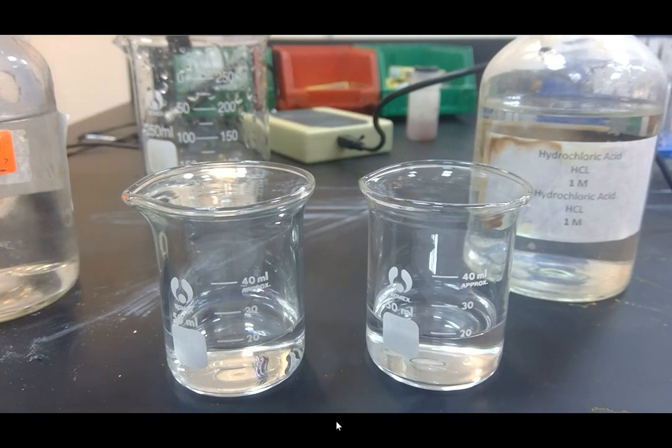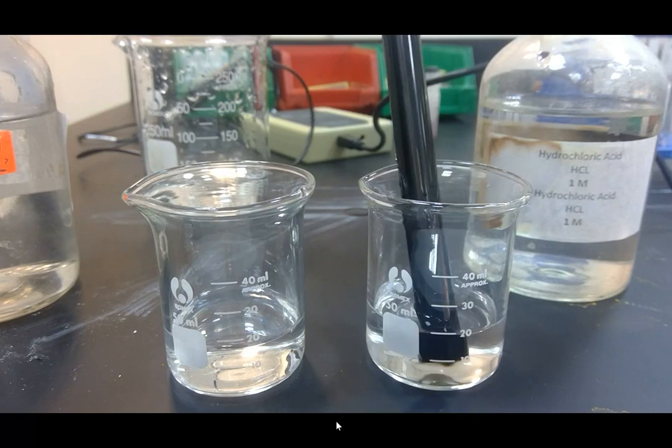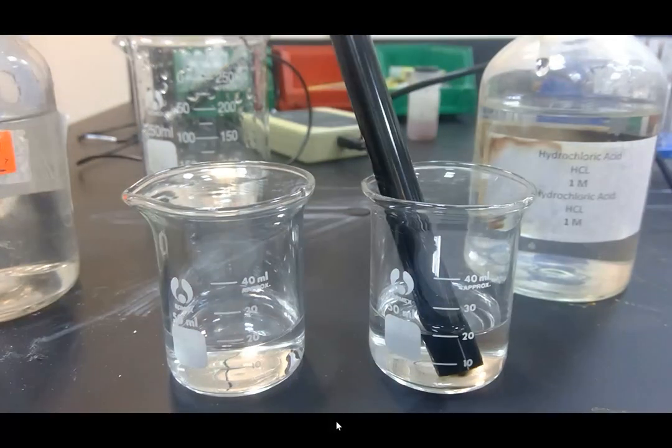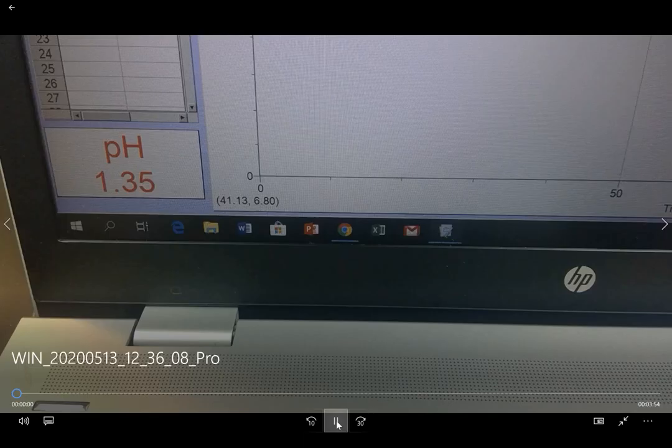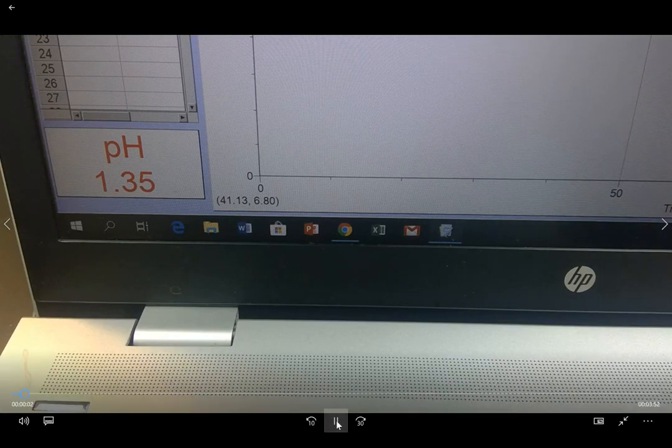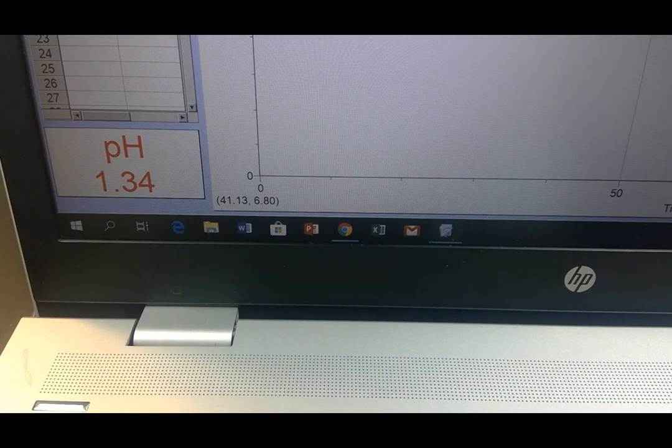Okay, so the first thing I'm going to do is test the pH of my hydrochloric acid. I'm going to place my pH sensor in my beaker and monitor the pH on the computer, and we can see that the pH of that solution is 1.35, which obviously means that the hydrochloric acid is very acidic, which is what we should expect from a strong acid.